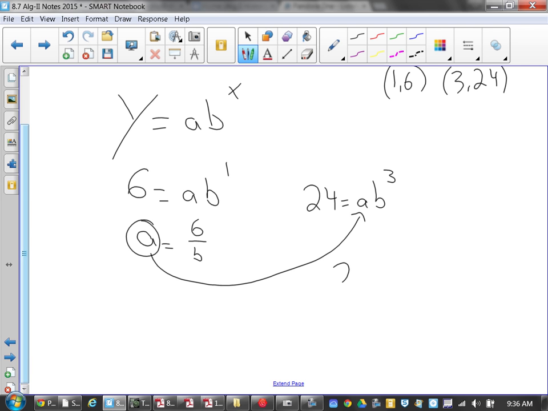So you wind up with 24 equals 6 divided by b, times b cubed. And this allows you to lose a degree in the b. Because what's b cubed divided by b? So you've got b squared there.